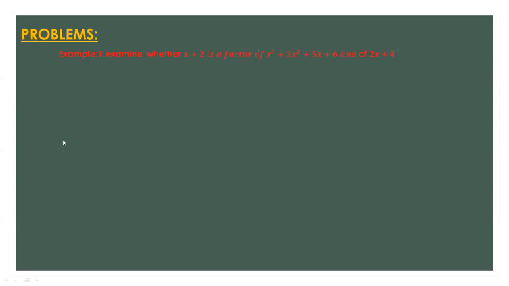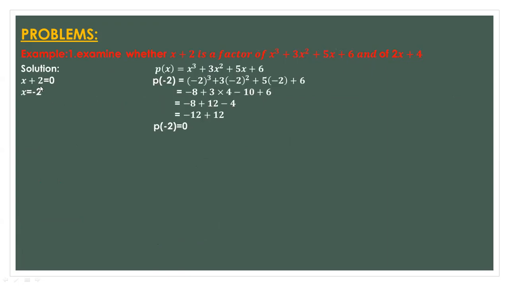First problem. Examine whether x plus 2 is a factor of x cube plus 3x square plus 5x plus 6 and 2x plus 4. So we have a solution for this. x plus 2 is equal to 0, then x is equal to minus 2. Just substitute minus 2 in the place of x. x cube means minus 2 whole cube, 3 into x square means minus 2 whole square, 5 into minus 2 as x, plus 6.